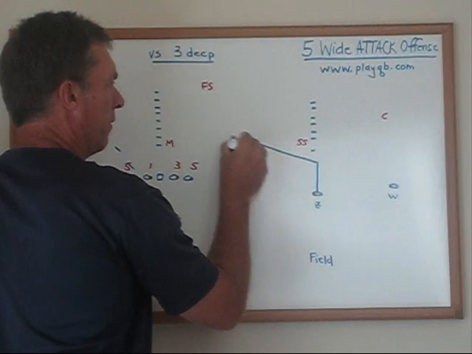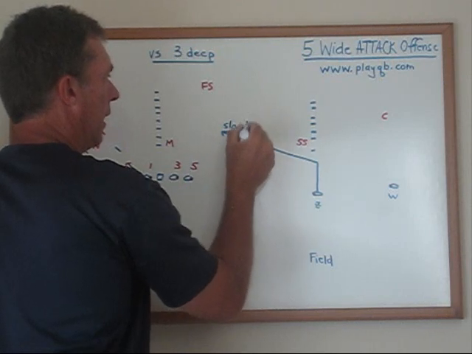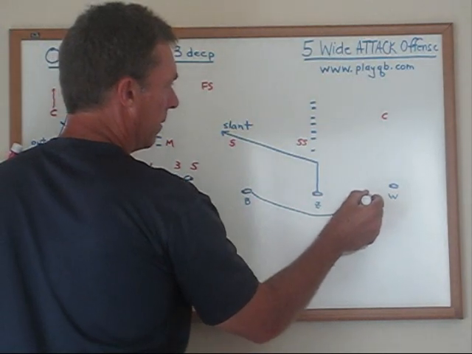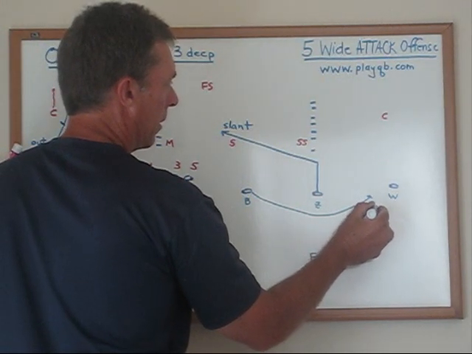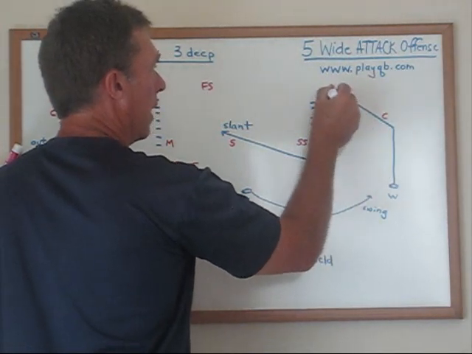The number 2 receiver, the Z receiver, will run a slant. The B back will run what we call a swing route. And the W receiver runs a post route.